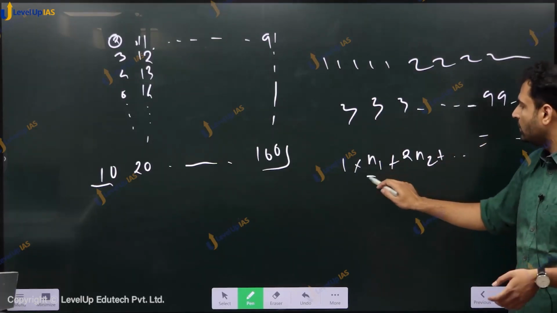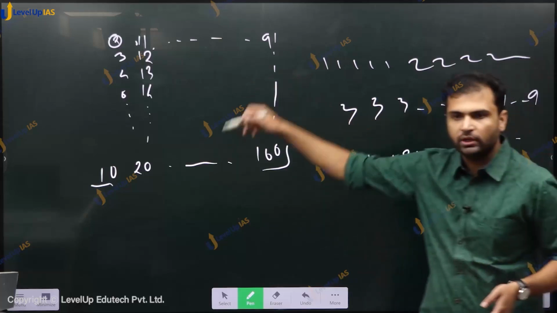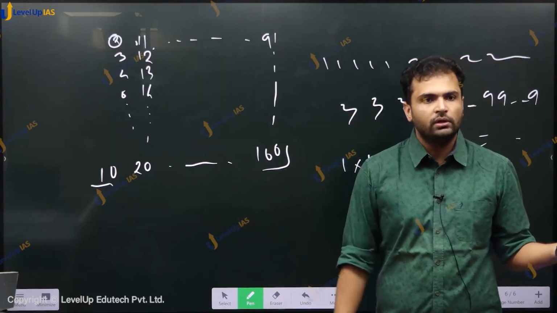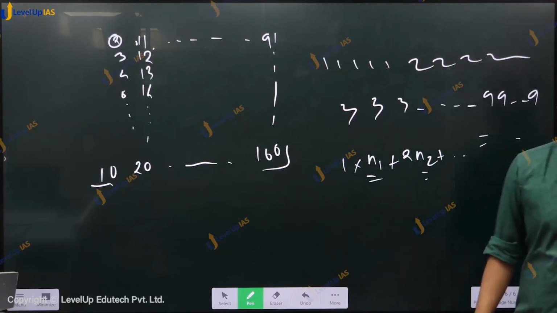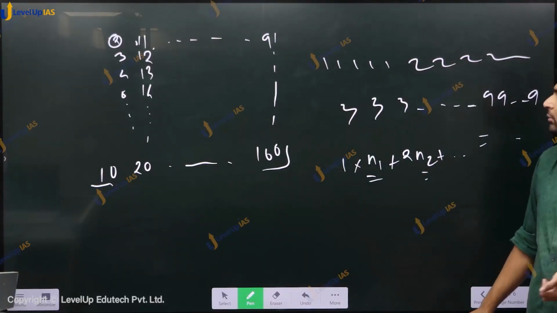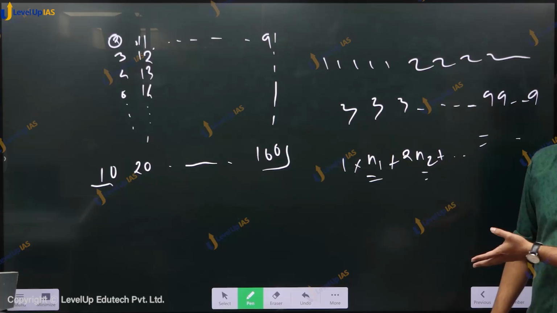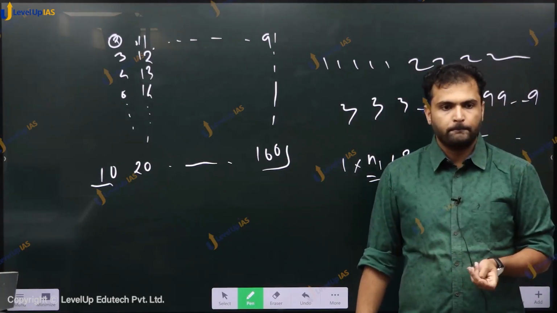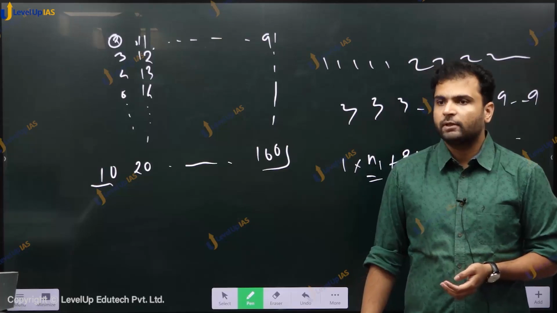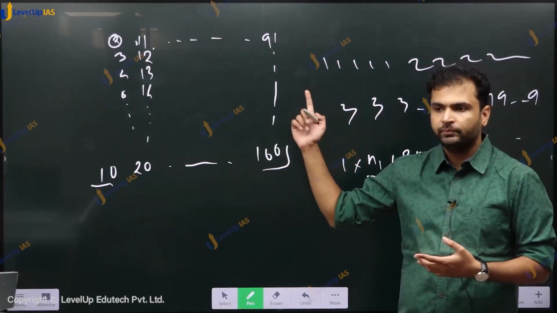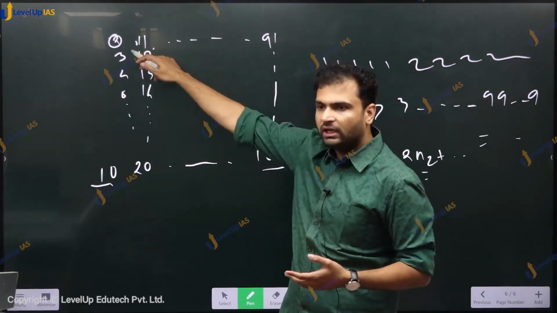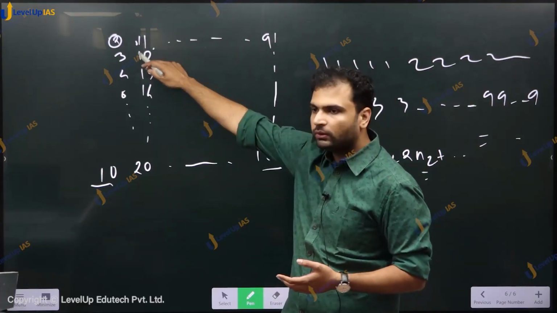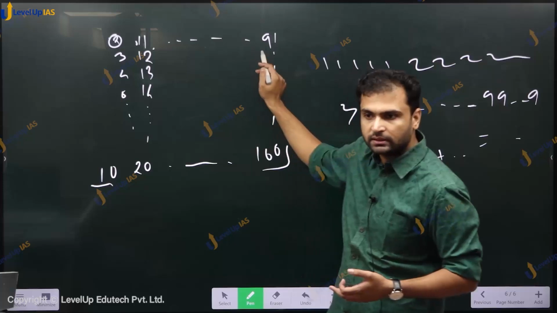So that is what I want now, n1, n2: how many times 1 appears, how many times 2 appears, how many times 3 appears. That is something we want to gauge. Now it is very easy. Just see how many times 1 appears. Where can 1 come? 1 will come here, 11, 21, 31. Here it will come at the tens place, and here at the units place.